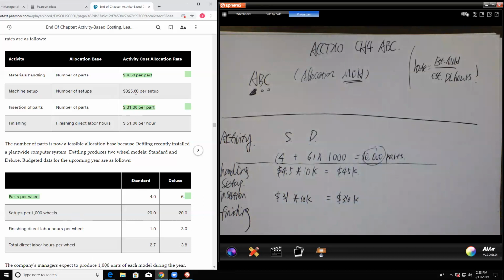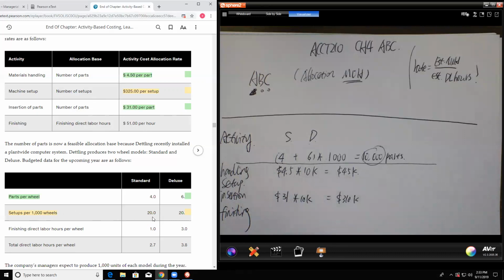And then look at the second one. It says per setup, right? So you also have a setup. So this is based on the setup, and setup is related with your machine setup. Okay, so this is based on 1,000 wheels. That's perfect for us.